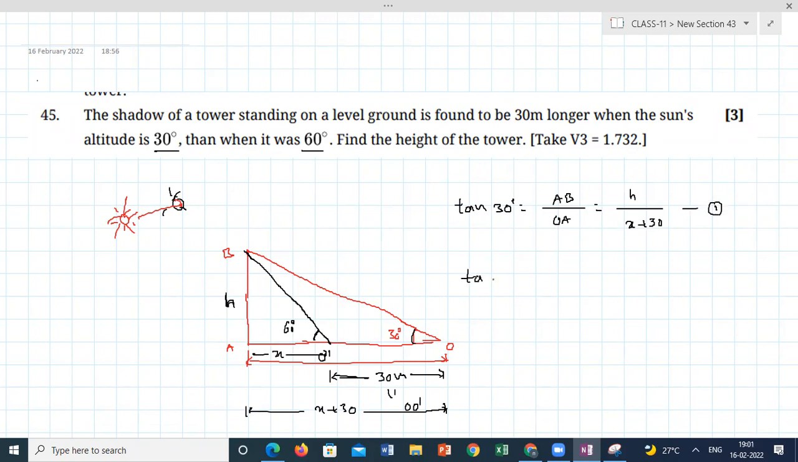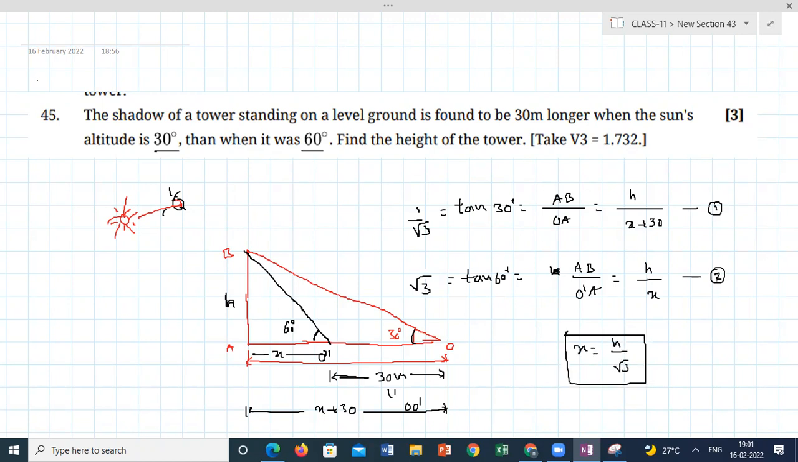I am taking tan 60, that is equal to AB by O dash A, that is h by x. This is my second equation. The value of tan 30 is 1 by root 3. The value of tan 60 is root 3. So from here, x is equal to h by root 3 from the second equation. Substitute this x value in the first equation.